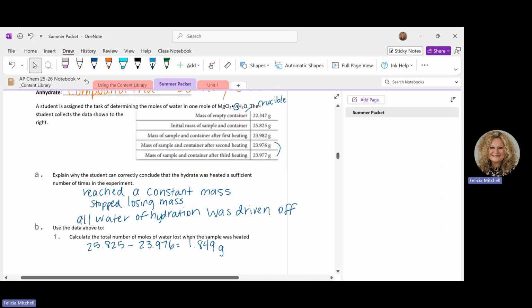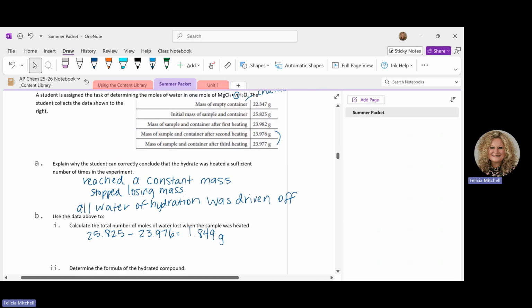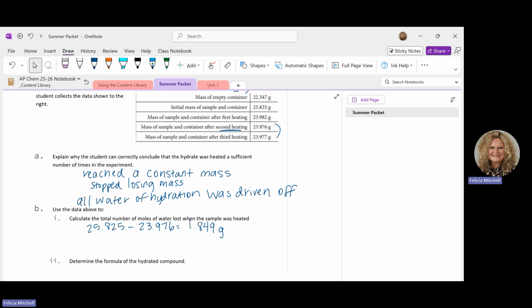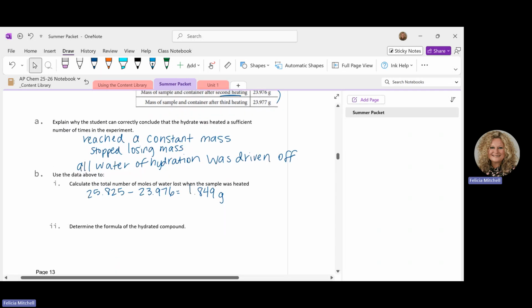I'm just getting it from up here, the sample and the container, minus what it was when it stopped losing mass. You could subtract the mass of the container, but you don't really have to, as long as the container is in both of your numbers. Now, it says moles. I'm in grams, so I use the molar mass for water, 18.02 grams in 1 mole, which gives 0.1026 moles of water.